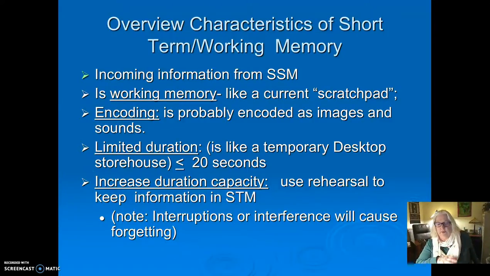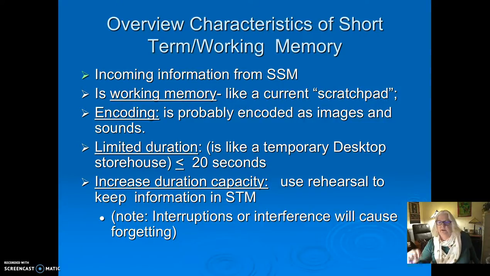How is information encoded? It is still probably encoded in the way that it was brought in through sensory memory. That means as icons or echoes, as images and sounds. You're going to give it meaning as you're working on it in working memory, but it probably comes in initially as icons or echoes.